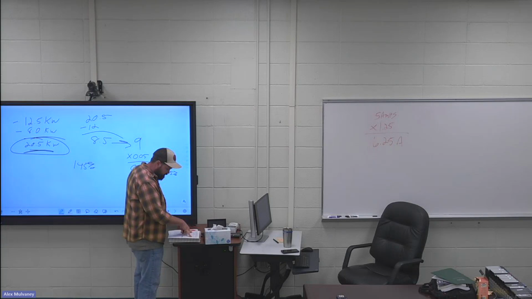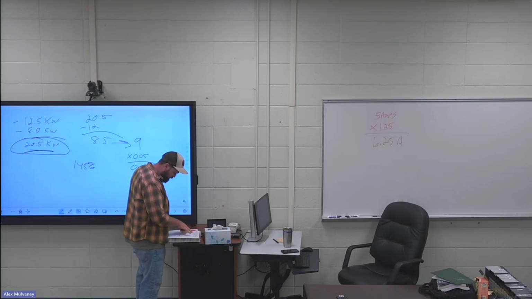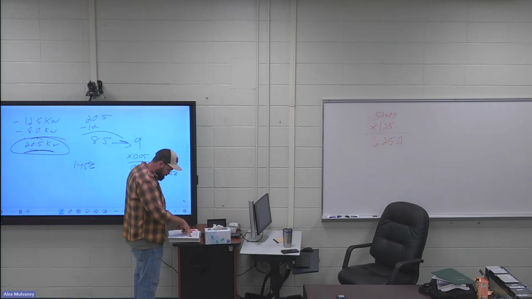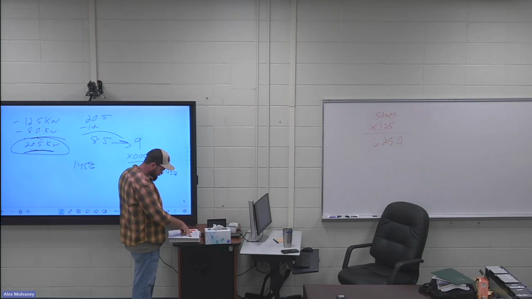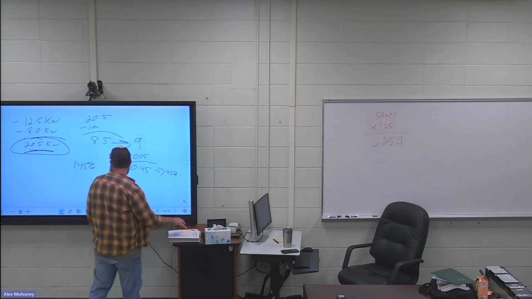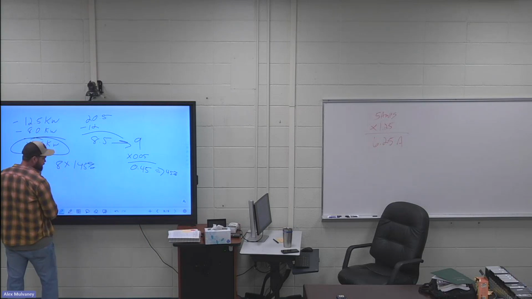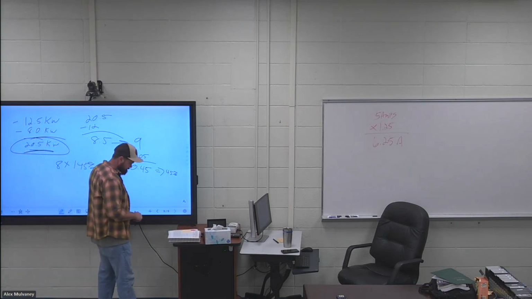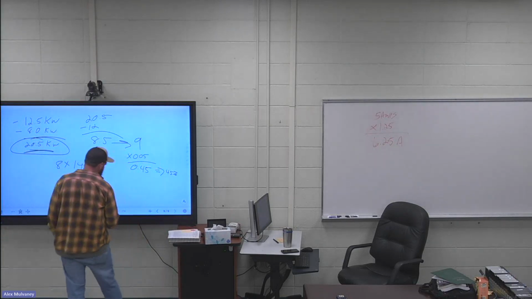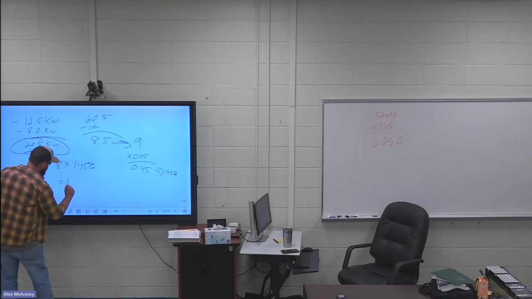So we have 1 appliance, and then we go to column C. And what's our maximum demand? 8. So we get there. So now we have 8 times 145%, which should give us 11.6 kilowatts.